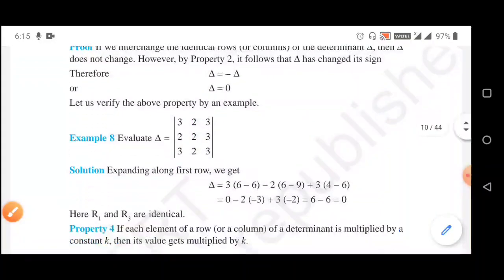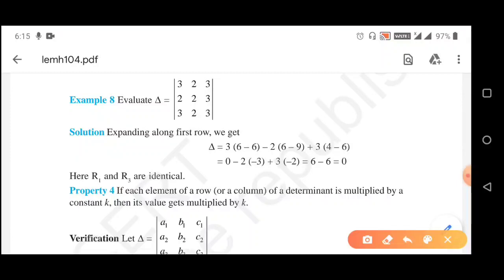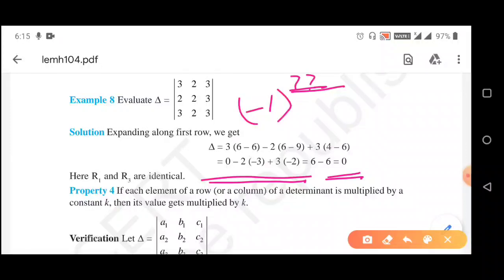So let us see the expansion. In the expansion also the value of the determinant is 0. Now, you may ask why they have not written minus 1 to the power something, which we always write whenever we do the expansion. Here they have taken the first row. So for the first row, before 3 we need to write minus 1 to the power 1 plus 1, because 3 is in the first row, first column. Minus 1 to the power 1 plus 1 becomes plus 1.